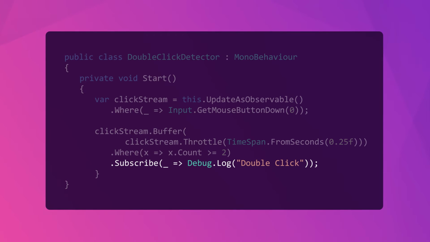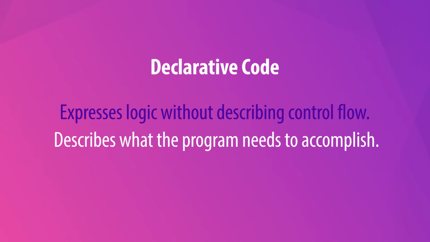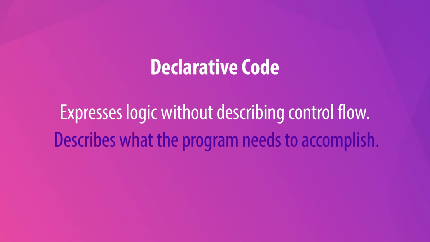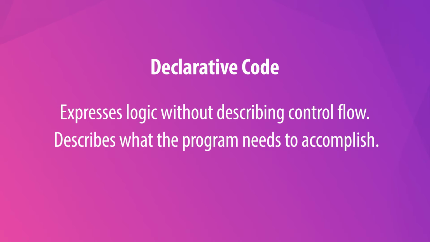This is declarative code. Declarative code expresses logic without describing control flow. It describes what the program needs to accomplish, rather than how to accomplish it. Understanding declarative programming is a large part of learning how to think reactive. In the next video, we'll be taking a closer look at observables. Up until now, I've been referring to observables as data streams. These are the building blocks that our reactive programs will create and operate on.